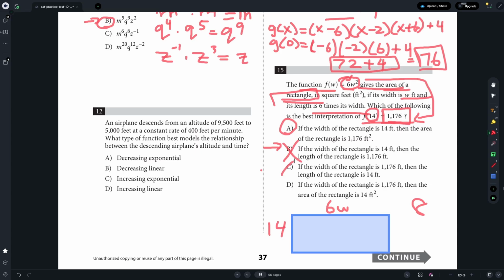Yeah, that's just incorrect. If the width of the rectangle is 1,176 feet, then the area of the rectangle is 14 feet squared. That's incorrect, because we know the width is 14. So the correct answer is A.